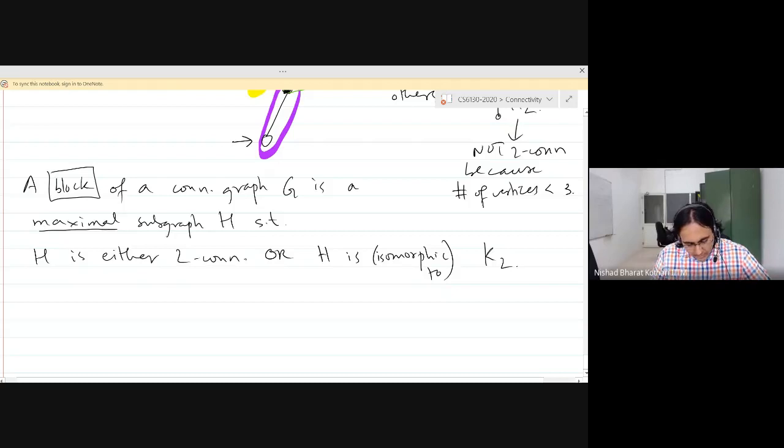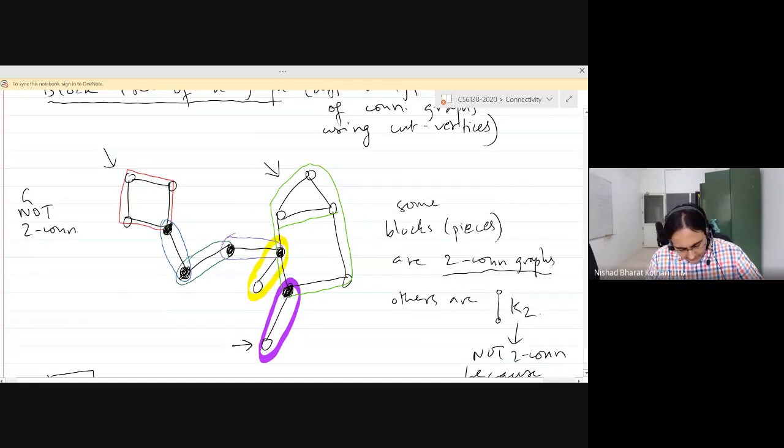So these are maximal subgraphs. To give you an example, in this particular graph, this triangle is also a two connected subgraph, but it is not maximal because you can add more things to it and preserve two connectivity. But here you cannot add anything more to it. So this makes it a maximal two connected subgraph, right? We have discussed the word maximal before and we are seeing it come up again.